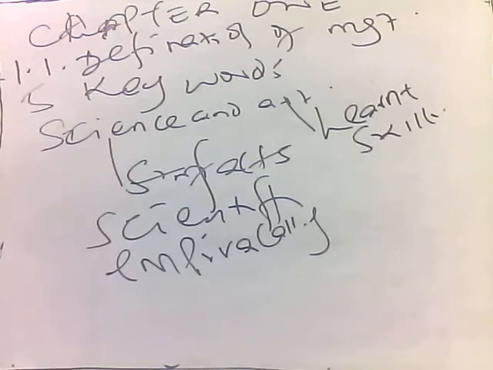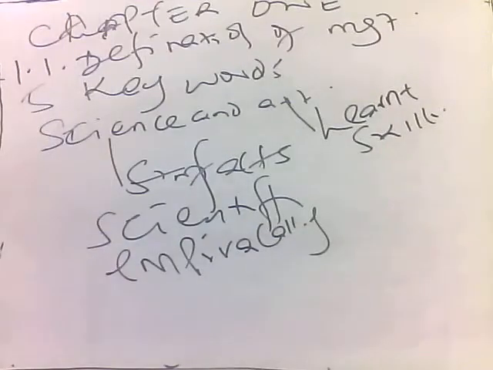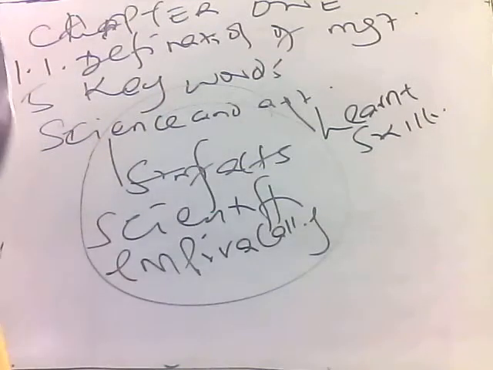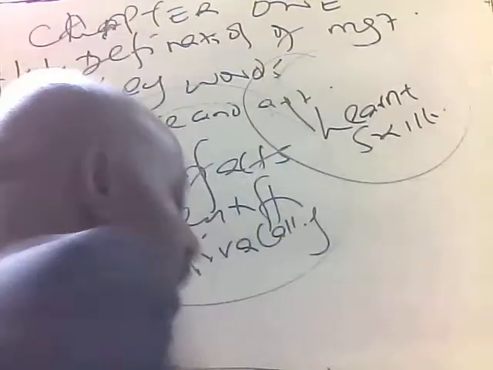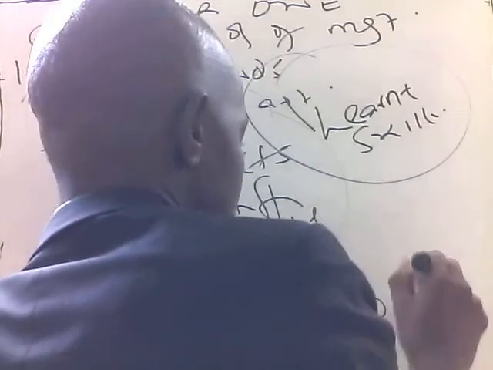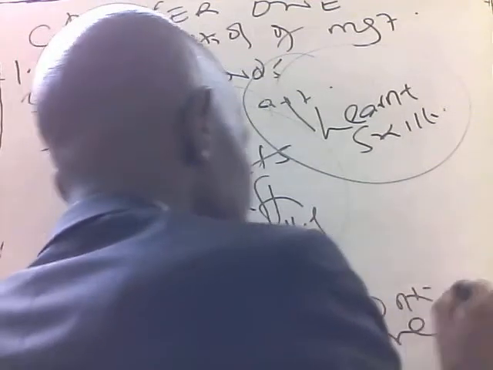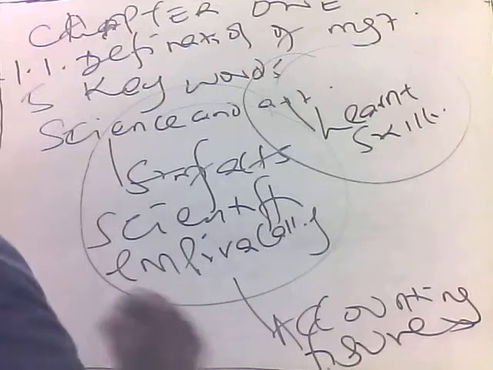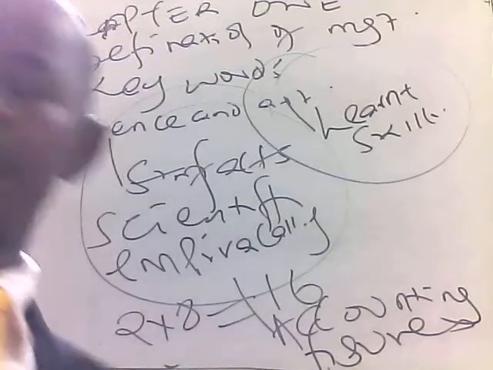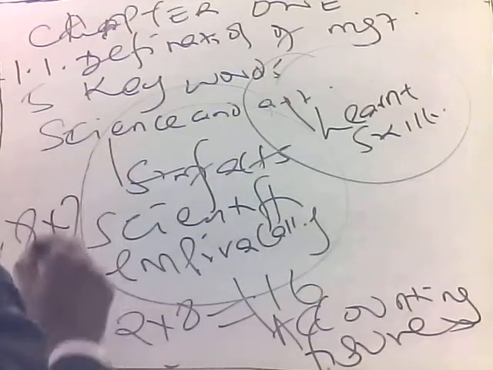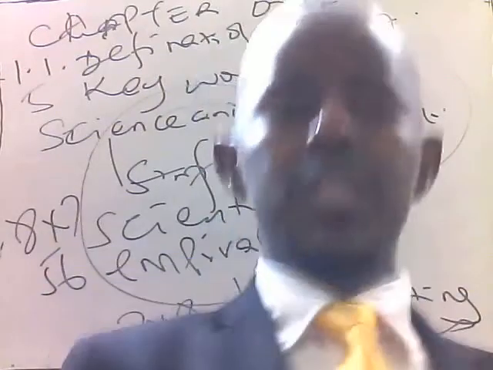Now, when you are talking about management being a science and art, we simply mean that management has some aspects which are science in nature and others which are an art in nature. For instance, when you're talking about accounting, which involves figures, figures are facts. 2 times 8 is equal to 16. That is a fact and you cannot change it. 8 times 7 is equal to 56. That is a fact and you cannot change it.